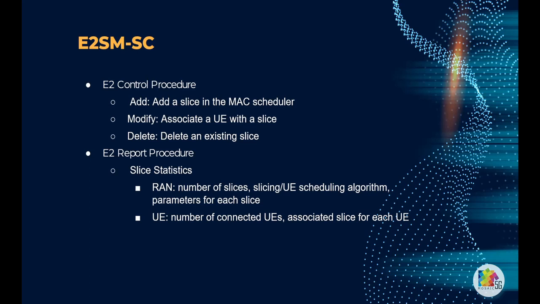So you also get, through the E2 report procedures, the slice statistics. You get the number of slices, the scheduling algorithm, parameters for each slice, and the number of connected UEs, with the associated slice for each UE. So you get a number of statistics through the report and the control. Here you see an example of a RAN function, which is the MAC scheduling service model description, and how the xApp actually interacts with the RAN function.